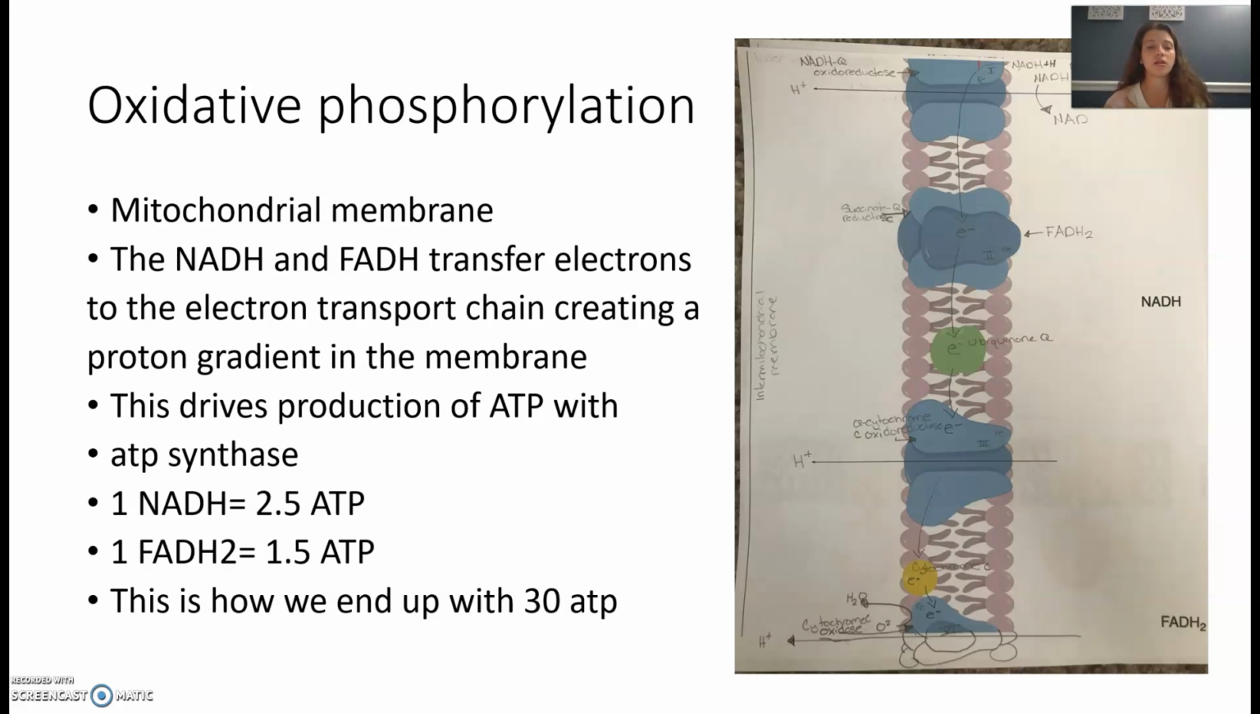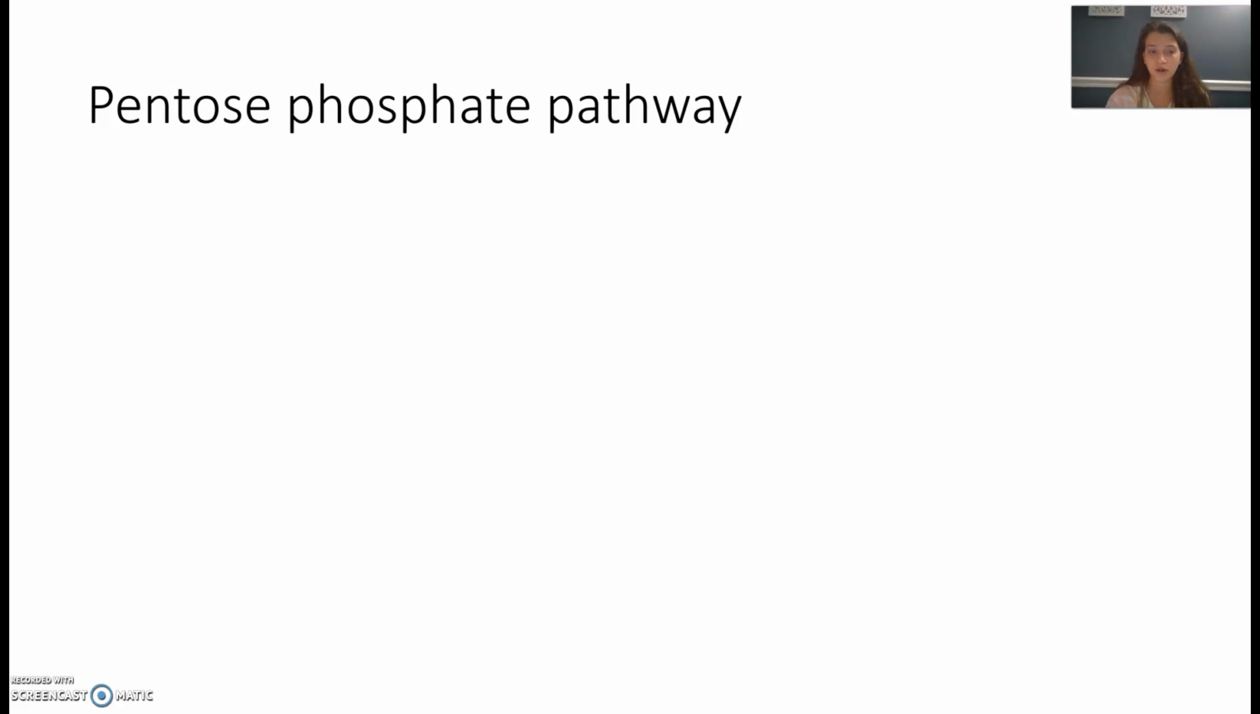So when it's all said and done, like we did in one of our previous presentations, we end up with 30 ATP. So this is really great. We have 30 ATP, but there's actually so much more that goes on in forming ATP and repeating it and forming DNA and RNA. And this happens in the pentose phosphate pathway.